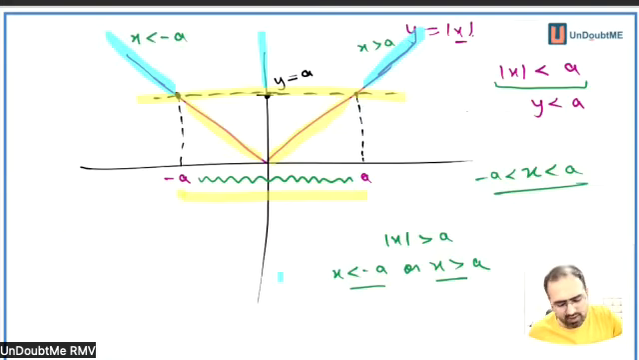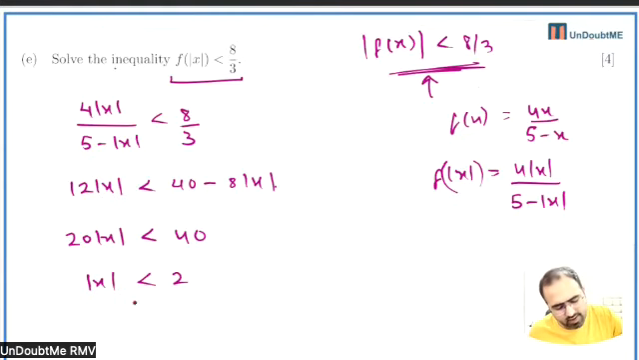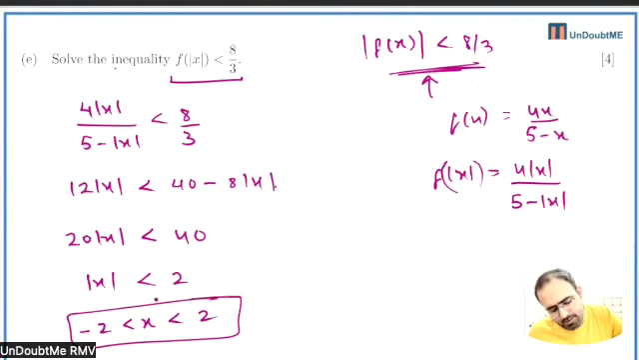And now I will use the same logic we have discussed here. When mod x is less than a, x will be between minus 2 and 2. Both questions were of mod, but both of them had an entirely different approach. This one looks very difficult, but it is very easy. It's just that you should know how this is to be done. So is it clear, all of you?